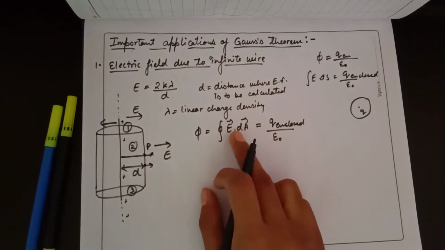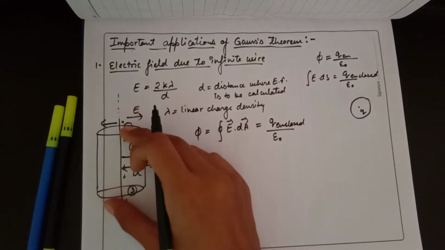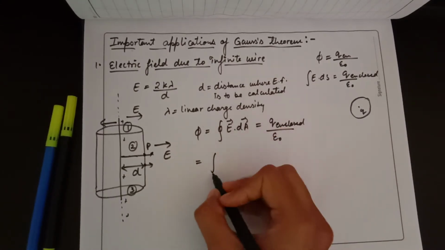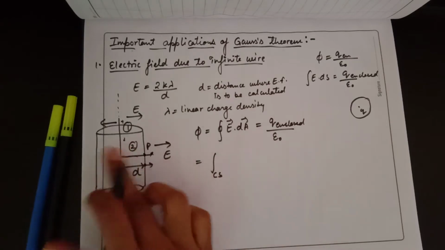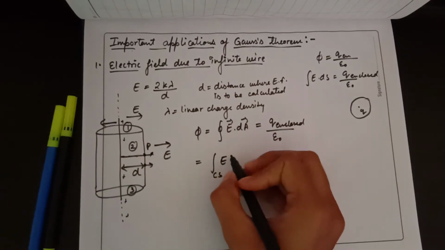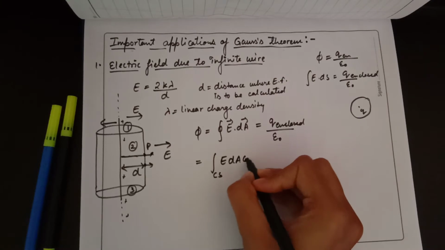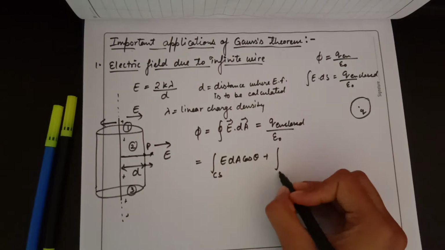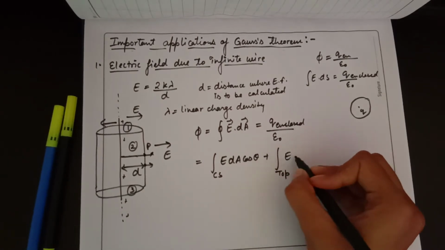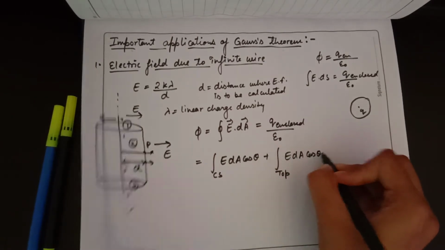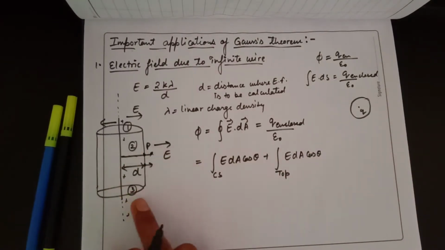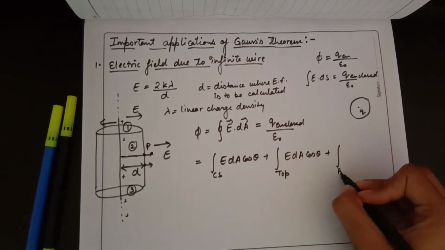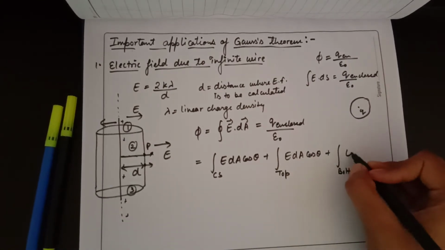And as you can see, there is the curved surface and one top and the other is the bottom. So I can write this closed integral as, for the curved surface, the integral of E dA cos theta, plus the integration over the top surface of E dA cos theta, and again the bottom surface, which I have indicated by 3, the integration over the bottom of E dA cos theta.